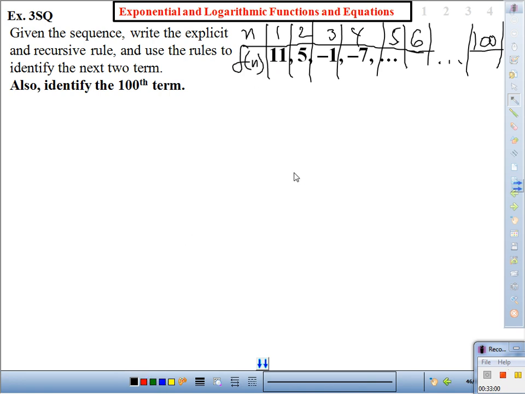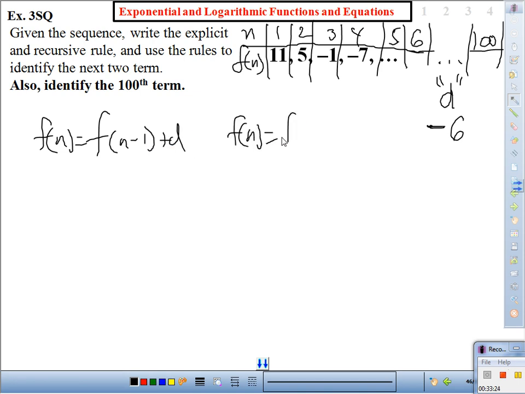The pattern. What's happening from here to here to here to here? Subtract 6. So if we're subtracting, this is response to what? To the letter D. So it's an arithmetic. So what are my forms? F of n equals f of n minus 1 plus d, and f of n equals f of 1 plus d times n minus 1.